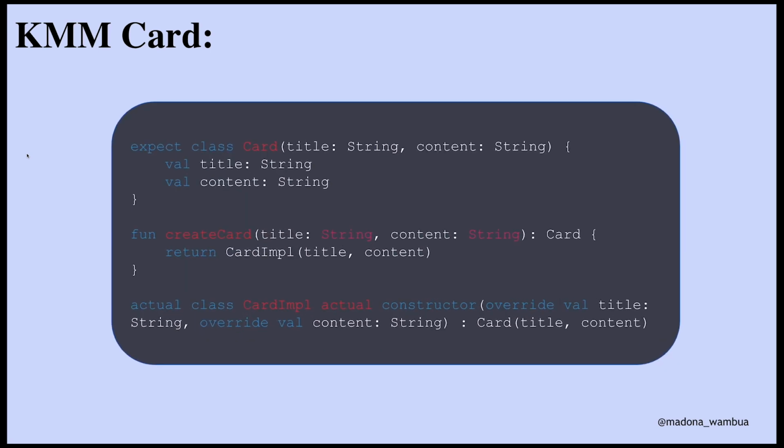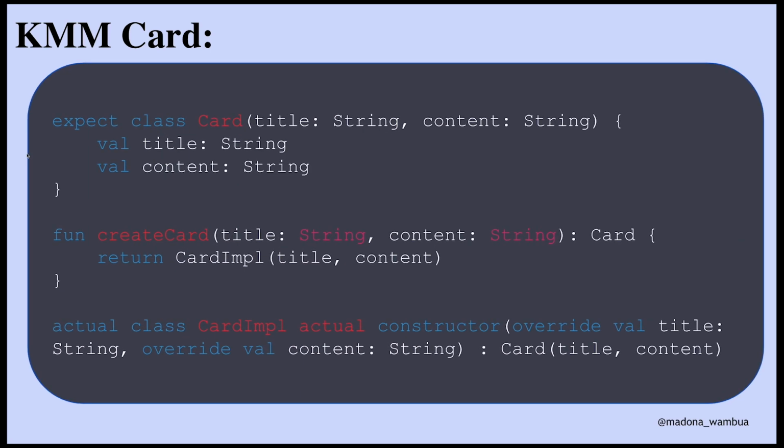So in this example, the card interface, that is in KMM, is defined using the expect keyword. Now, as you can see, we have expect, which indicates that it is a common interface that will be implemented differently on each platform. The card interface takes in a title and a content parameter, which can be used to specify the title and the content of the card. Now, the create card function is used to create a new instance of the card interface, and it returns an implementation of the card interface.